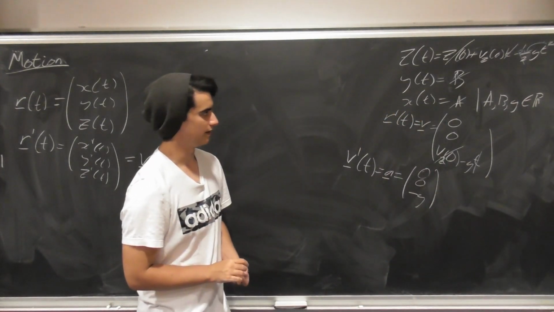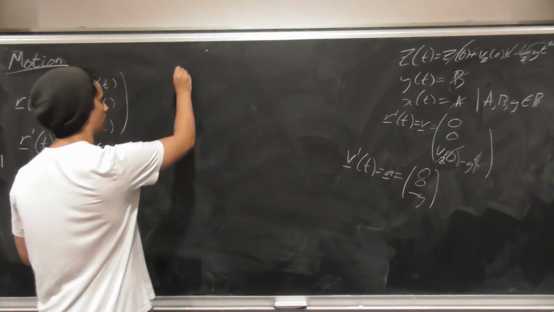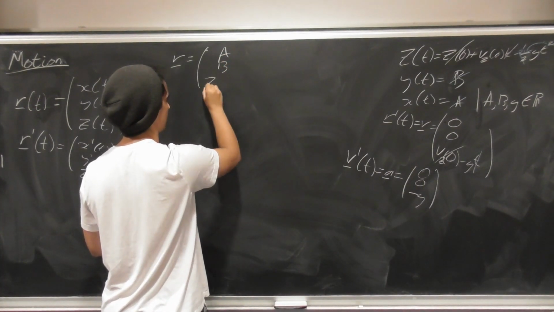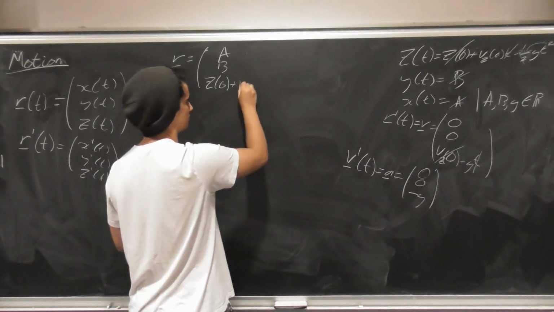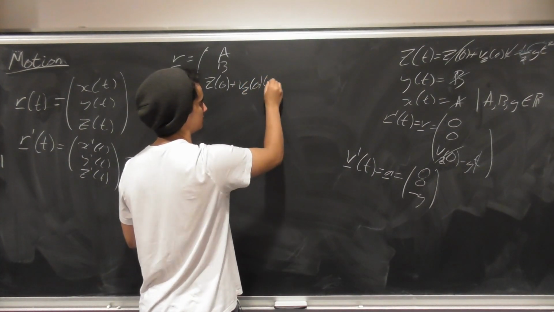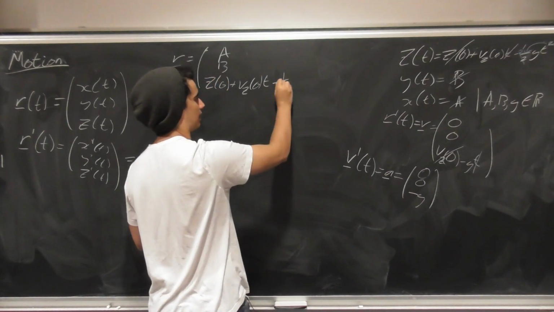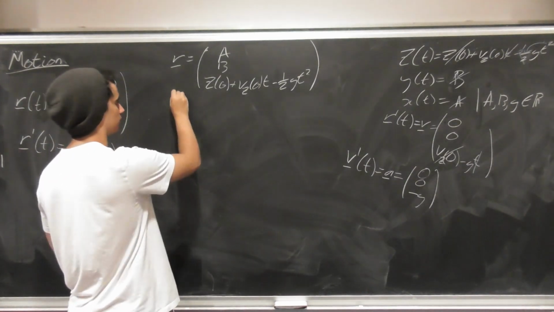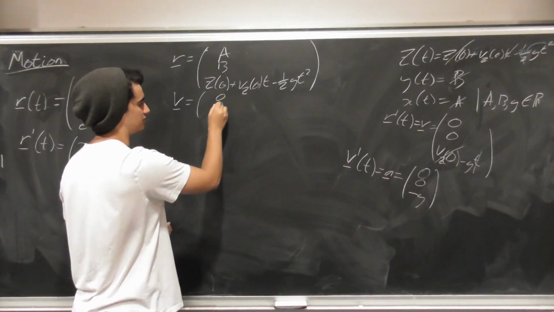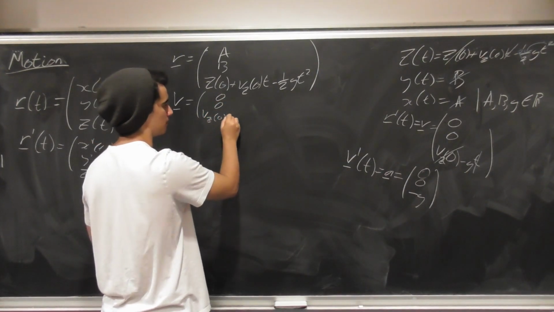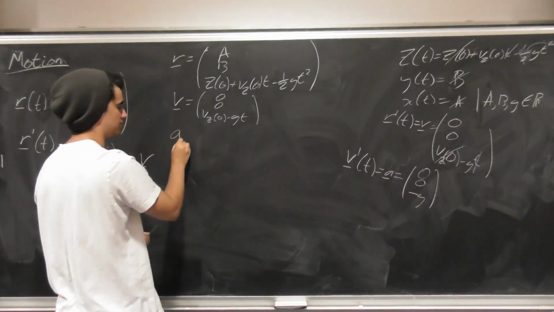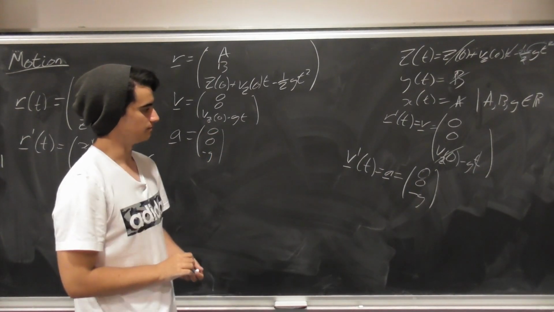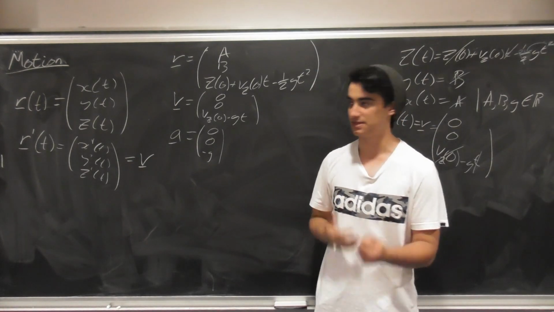So we can see now that we have the r vector, which is constant in the xy direction, and then we'll have plus vz naught t minus a half g t squared. Then we have our v vector, which is 0, 0, vz naught minus gt, and our acceleration vector, which is 0, 0, and minus g. Right. So now, take a step back and consider this.